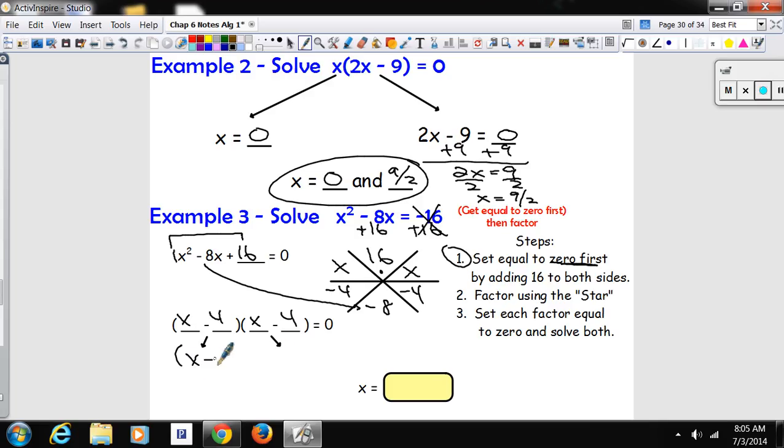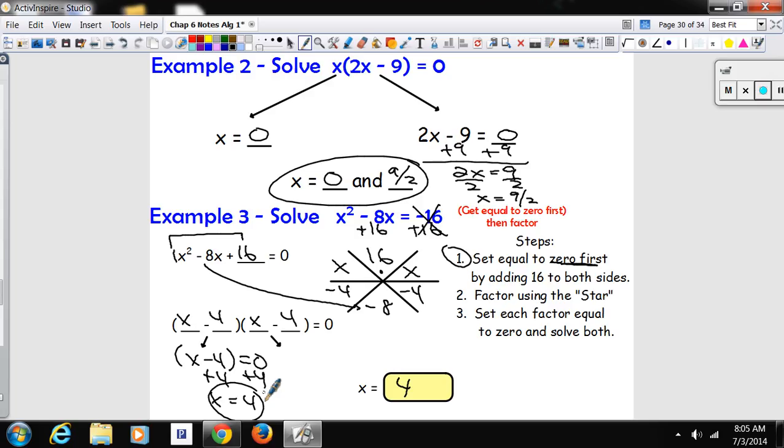Do you have to set both of them equal to 0? The answer is no, because you're going to get the same answer. So just set one of them equal to 0, add 4 to both sides. x is going to equal 4. So 4 will be your answer there. You would get 4 on both parentheses, so you don't need to do them both. You're going to get the same answer.